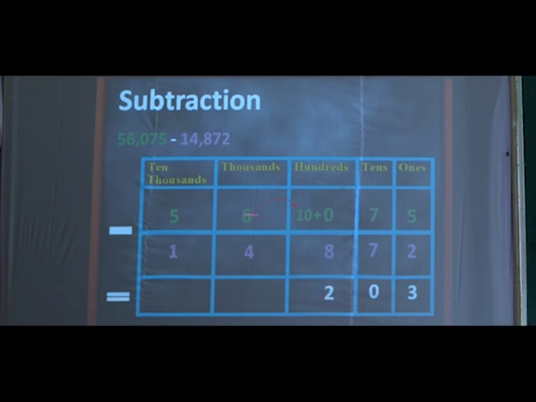Now remember, you have already given away or regrouped 1000s. So you're only left with 5000s to subtract now. So 5 minus 4 gives 1, and in the 10,000s place, 5 minus 1 gives us 4. So what do we have as the difference now? We have 41,203.